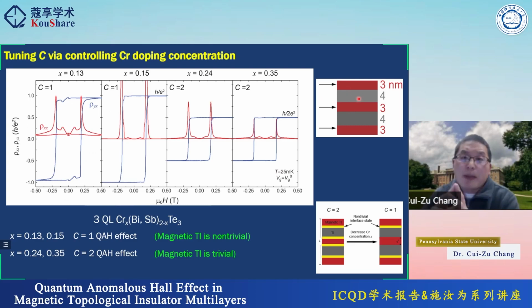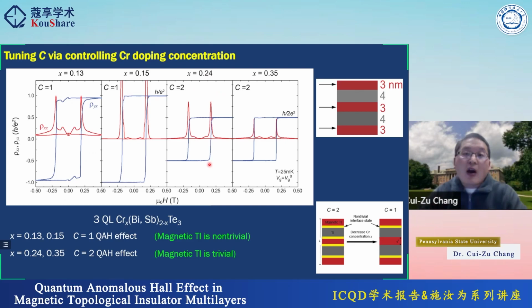We take the sandwich layer as an example here. If the heavy magnetic doping, as I just showed you, gives a C equals 2 quantum anomalous Hall insulator, and we change the magnetic doping in these three layers, we found the Chern number can be changed. With the lower doping level, the Chern number is 1, quantized at h over e squared. And at higher doping level, it is quantized at h over 2 e squared.